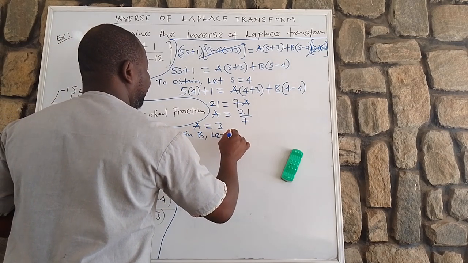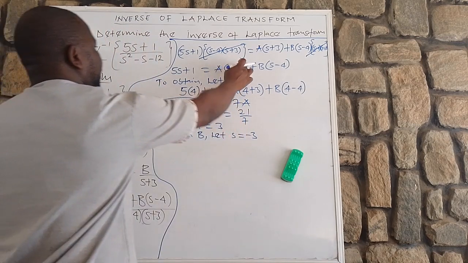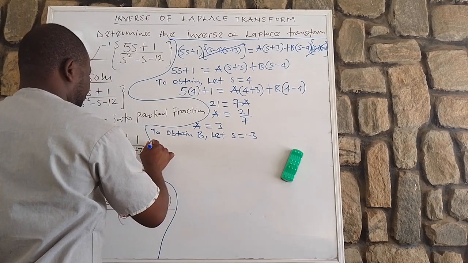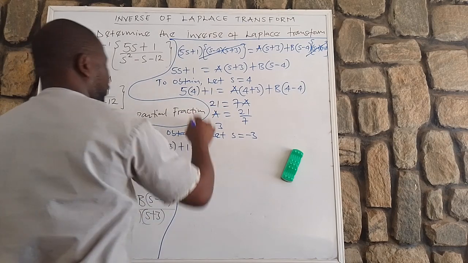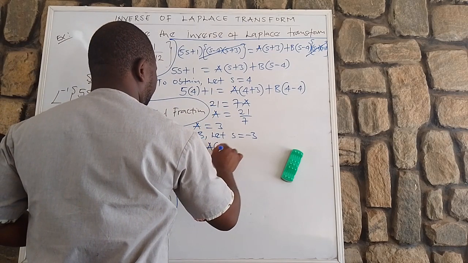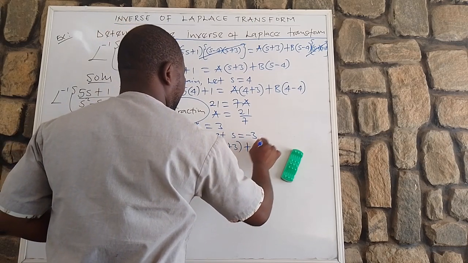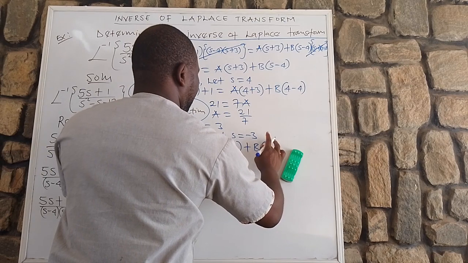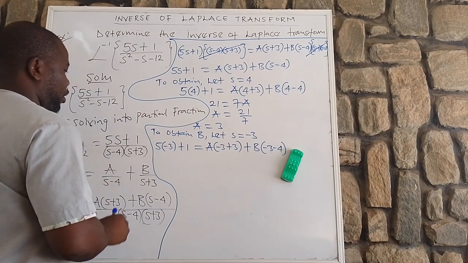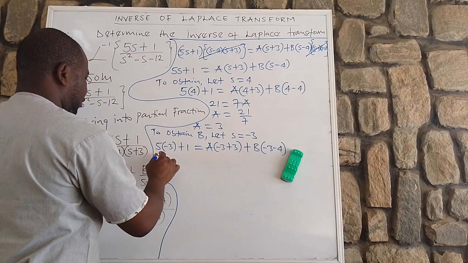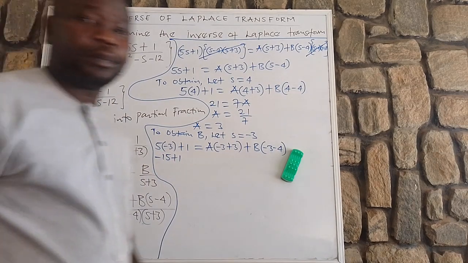Then to obtain B, let s equal minus 3. If you substitute minus 3 here, here will be 0. So here will now be 5(−3) + 1 equals A(−3 + 3) + B(−3 − 4). Do you agree with me? So here it gives us 5 times minus 3, which is minus 15, plus 1. True or false? Do you agree with me?